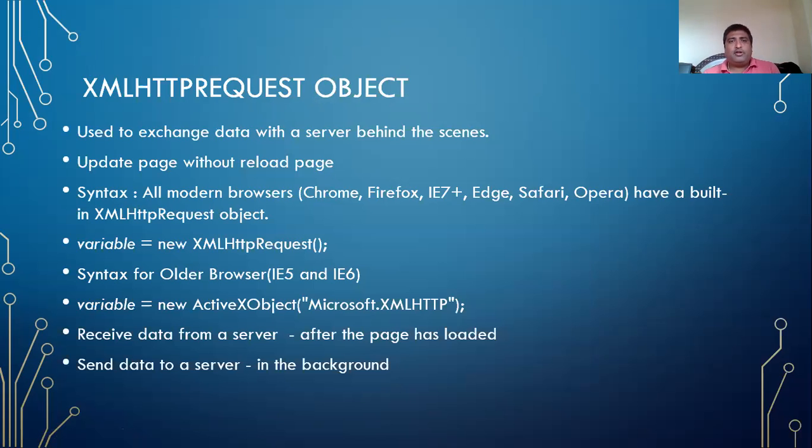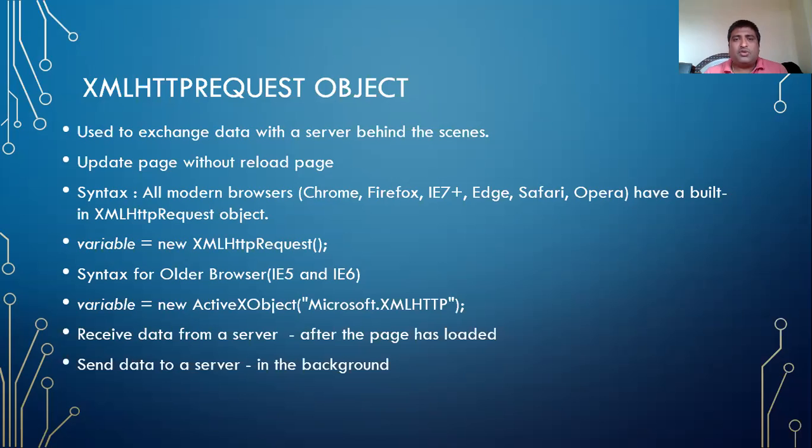The most important object that we use in Ajax technology is the XMLHttpRequest object. This object is used to send data to the server and get a response from the server. It is used to exchange data with a server behind the scenes and update the page without reloading it, as we have already discussed. Using XMLHttpRequest, the page gets updated only where required.